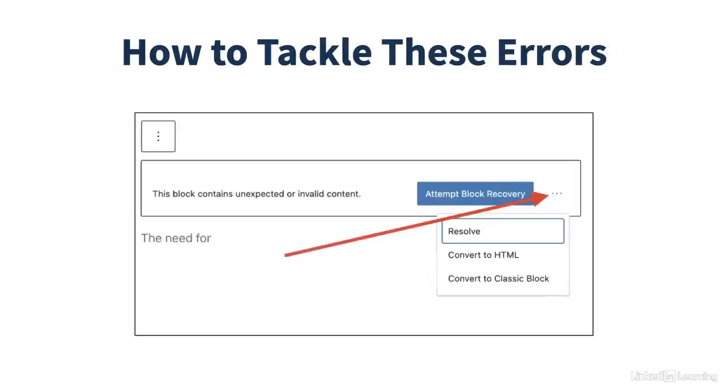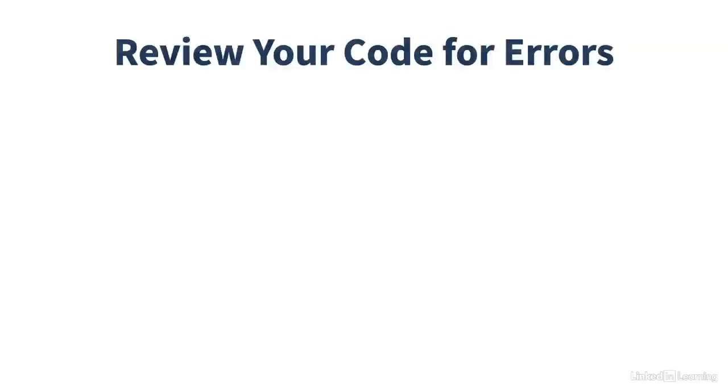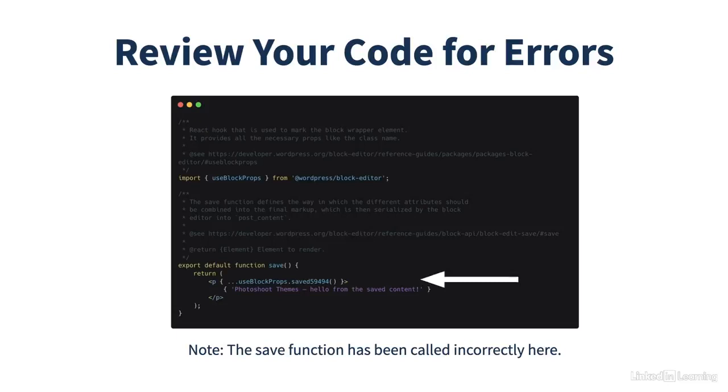Now, let's talk about how to tackle these errors. When you encounter a validation error message, don't panic. Instead, check the error message carefully. It often provides clues about what specifically went wrong. Review your block's code. Double-check the attributes, data structure, and registration to ensure everything aligns with your block's intended structure.